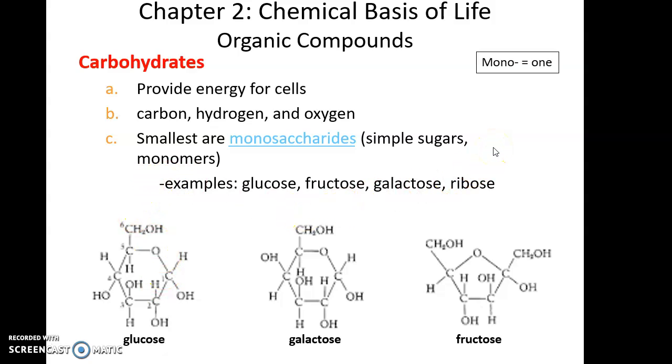There are a variety of monosaccharides. Again, glucose is the most famous of the carbohydrates. There's also galactose, there's fructose, ribose, deoxyribose. So there's a variety of monosaccharides out there.